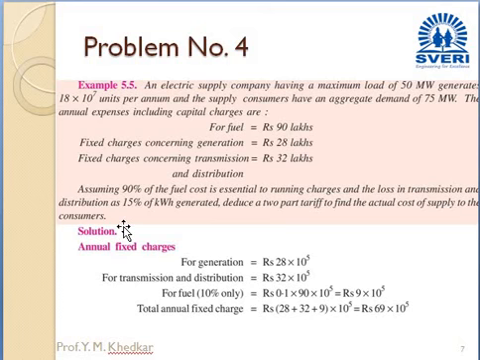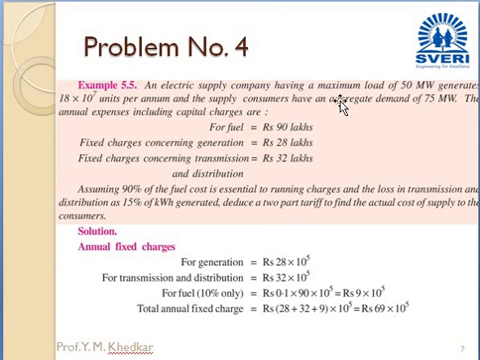So this problem is quite an interesting one. We will have to find the actual cost of supply to the consumer. So first of all, we will enlist the things. The maximum demand, maximum load and aggregate demand are provided in megawatt. We will have to take care to convert them into kilowatt, because the units generated are always in kilowatt hours.